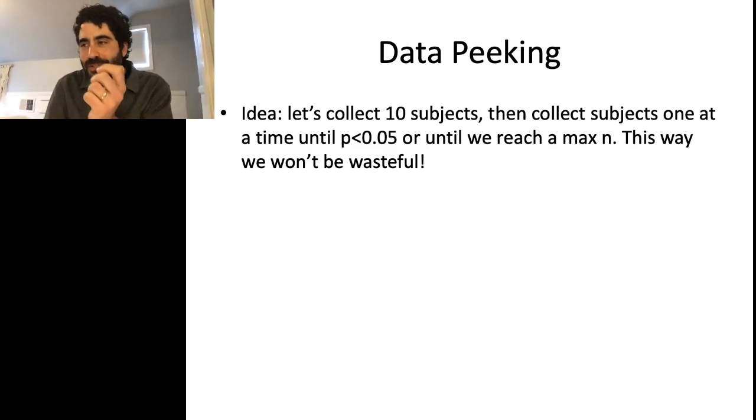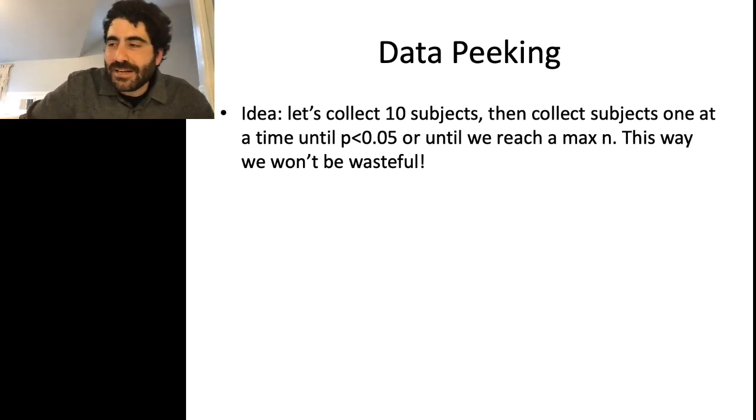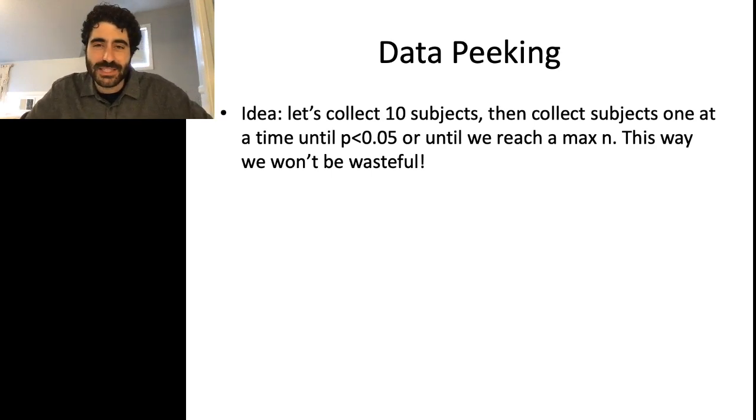So one version of the data peeking problem goes like this: we're running an experiment and we don't really know how big of an effect size to expect. We're not really sure how many people we're actually going to need in order to get significant results. So what we're going to do is we'll start by just collecting a few people, like 10, and then we're going to just keep collecting people until we get a significant result, right?